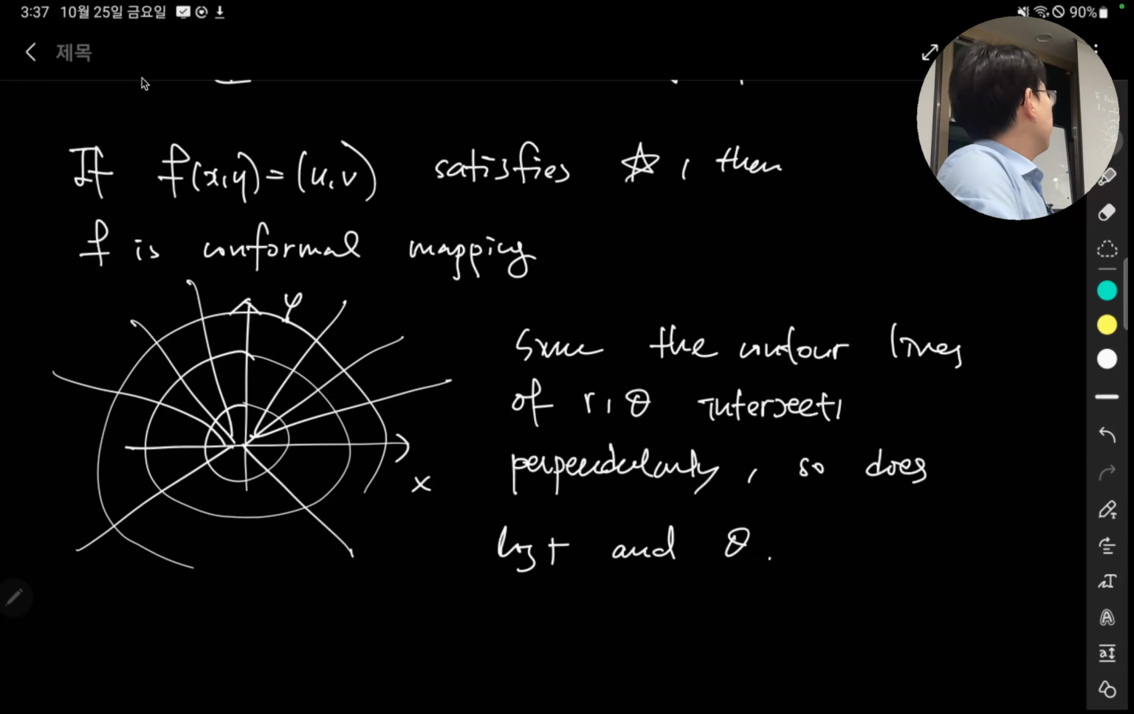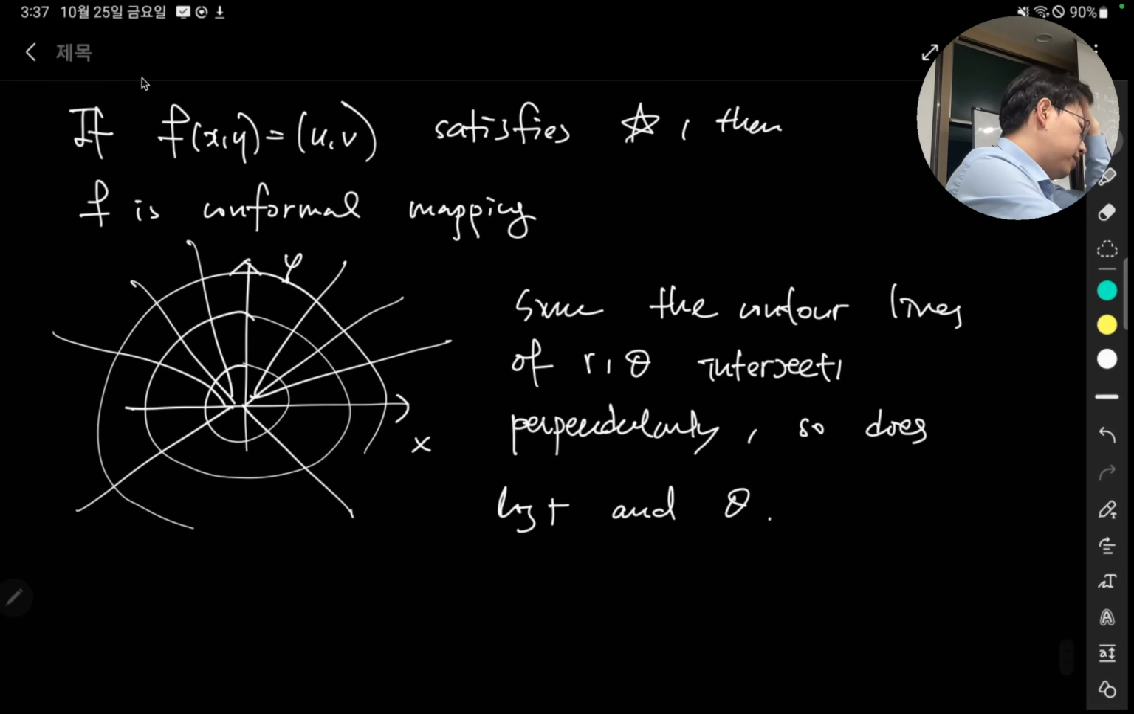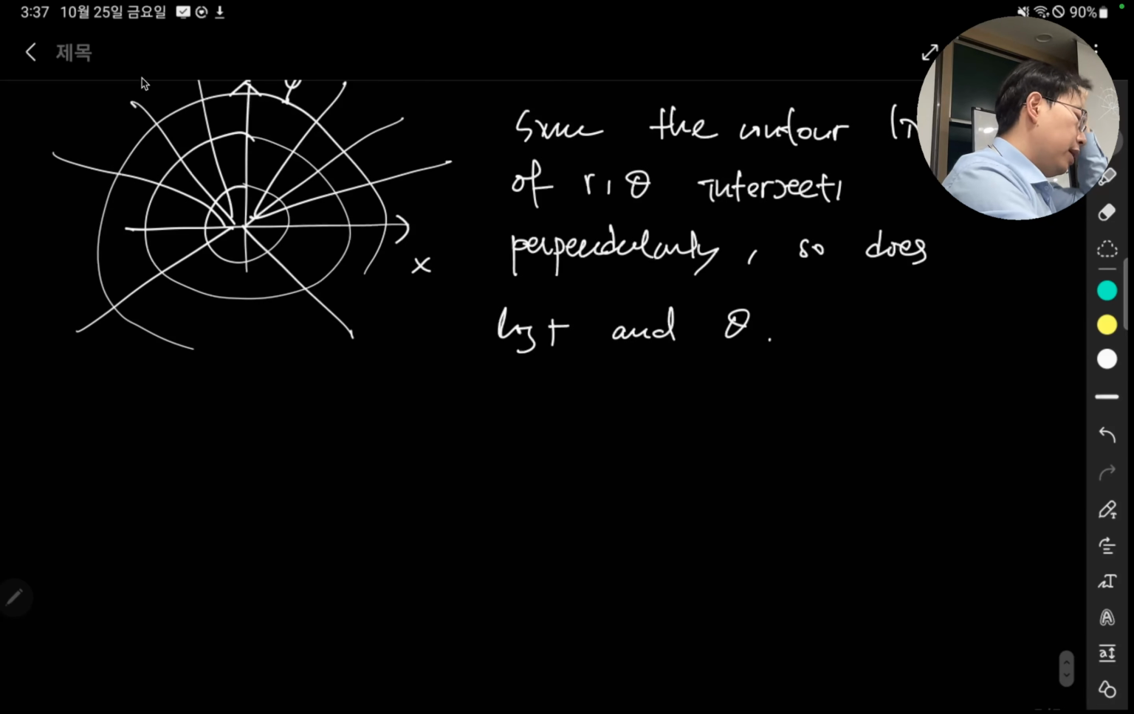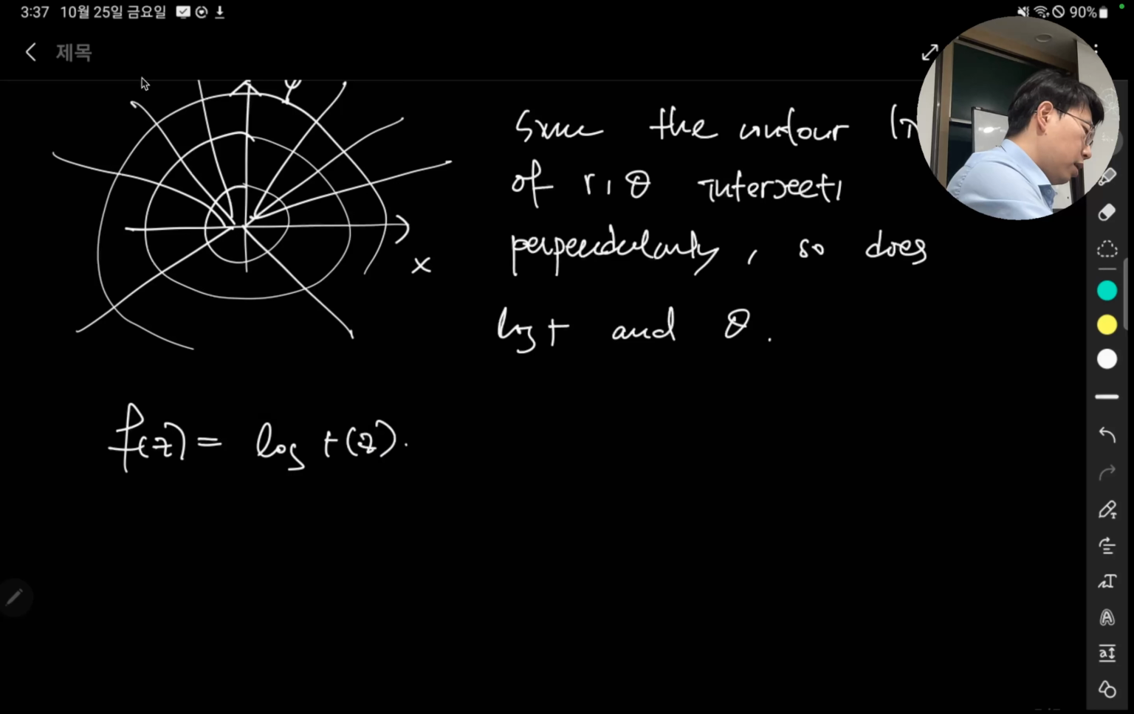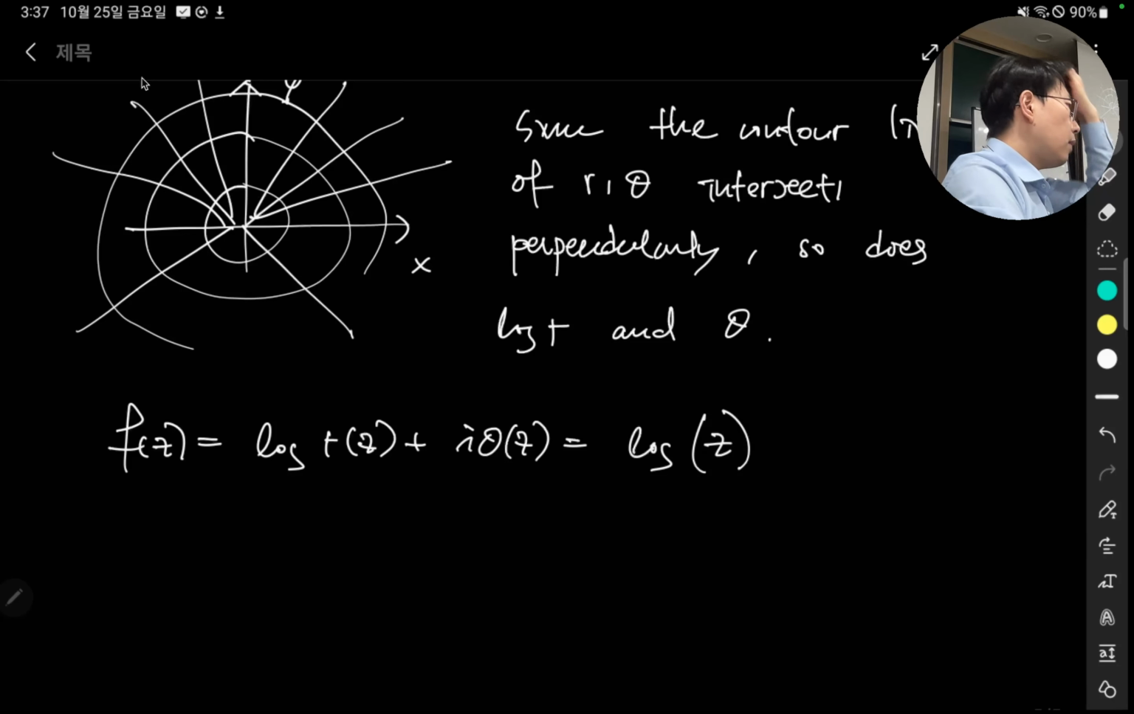I'll explain briefly why it makes sense. What we are actually doing here with a function like log of r and theta is that it's actually the log of z. So it's an analytic function, if I have to introduce this word. It's a nice function in some sense: a function that can be represented only in terms of z.